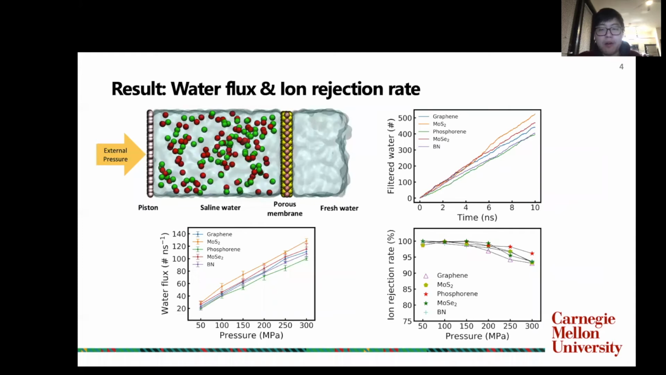We counted the number of filtered water molecules throughout the whole simulation. By calculating the slope of the filtered water versus time curve, we can calculate the water flux, which is one of the most important water desalination performance indicators. Another performance indicator, the ion rejection rate, is the ratio of ions being kept out from the fresh water zone after the simulation ends. We can see that at almost all pressures, MoS2 consistently has higher water flux and similar ion rejection rate compared with the other 2D materials investigated.